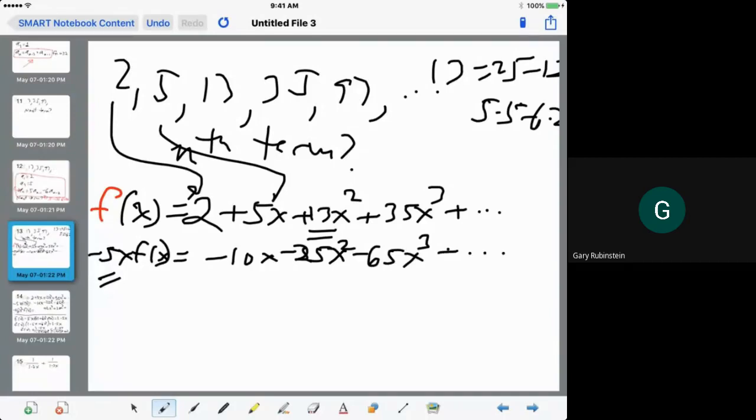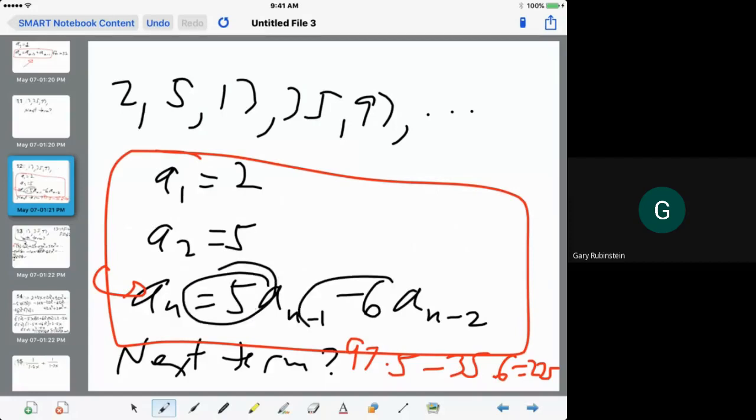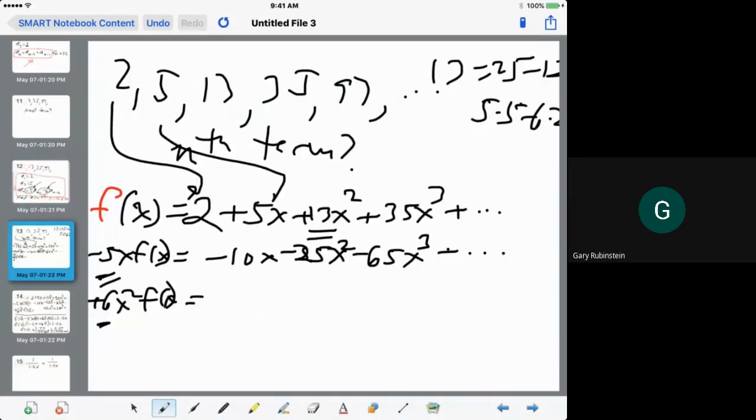And here I'm going to say plus 6x squared f of x. Notice how the 5 and the 6 are like the two numbers that are involved in this rule, except I used -5 and +6. I kind of used the opposite sign. I'll show you why that happened in a second, but let's see what happens if I take this original f of x and multiply everything by 6x squared. I would get plus 12x squared. That's 2 times 6x squared, and then plus 30x cubed.